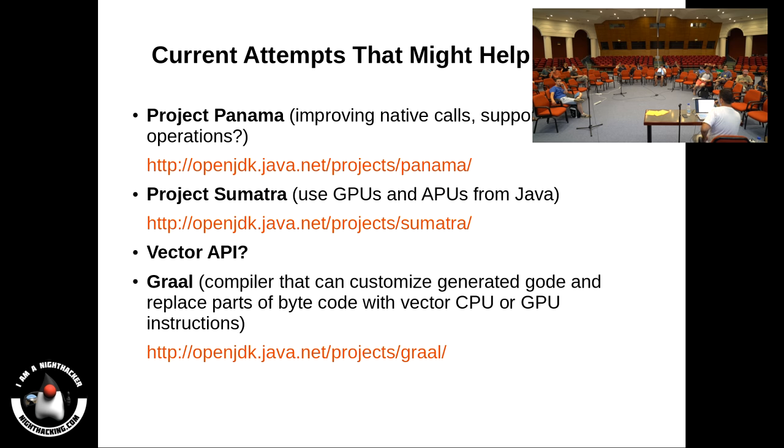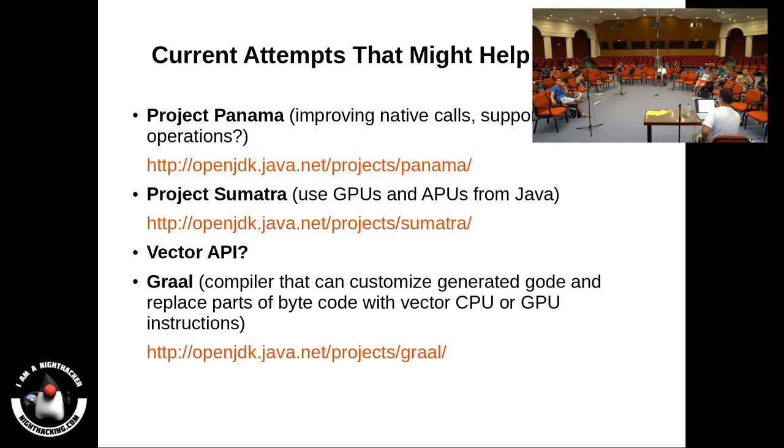So at the moment, the attempts that are trying to solve this: there is Project Panama, which is improving native calls, so we might have in the near future something that runs really fast with native libraries. And I also got information from Sven that they are working on support for vector operations. That information is not available publicly at the moment, but it is on internal mailing lists.